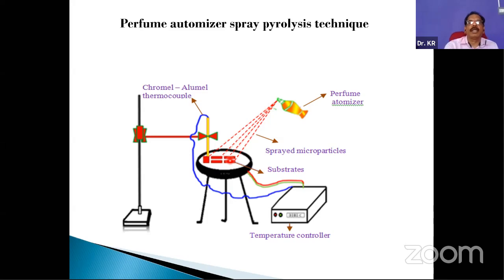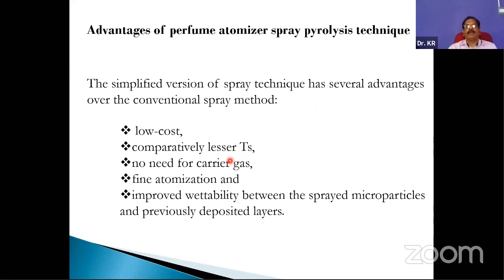Using this simple technique, we have published nearly 25 papers in Science Citation Index journals. There are several advantages in these simple techniques. Low cost, comparatively lesser substrate temperature in the case of perfume atomizer. No need for carrier gas in the case of perfume atomizer. Fine atomization than the conventional technique. Improved wettability between the sprayed microparticles and deposited layers.